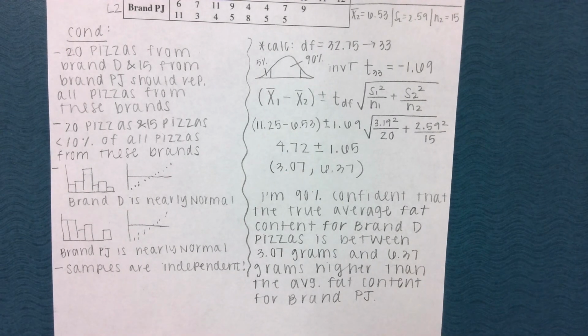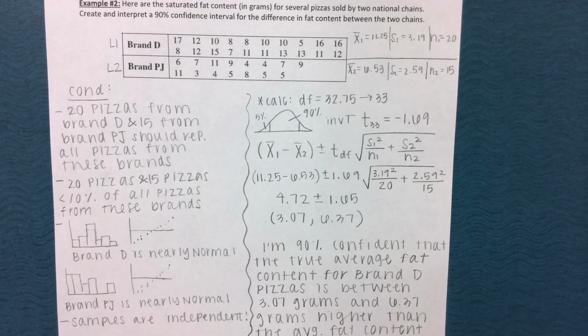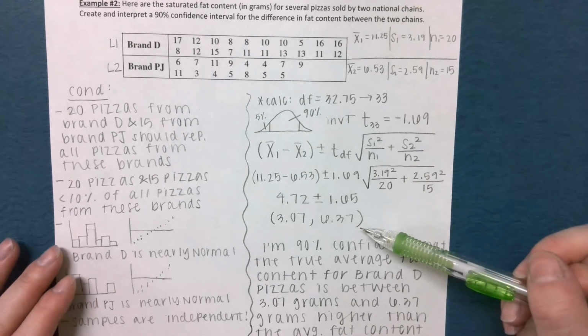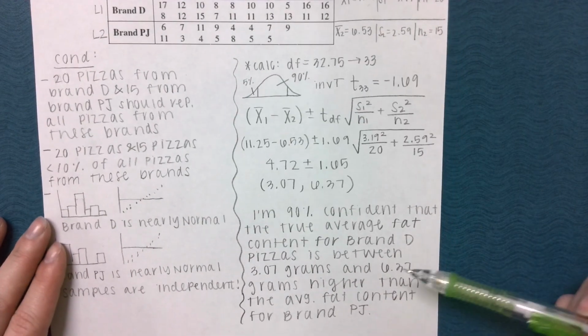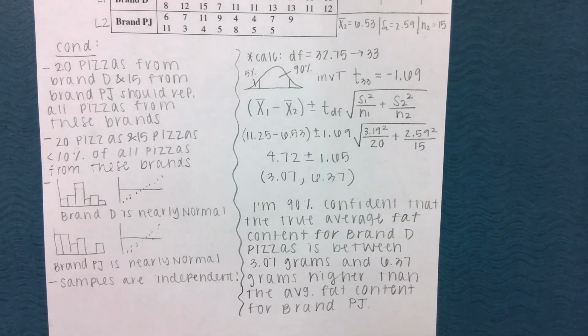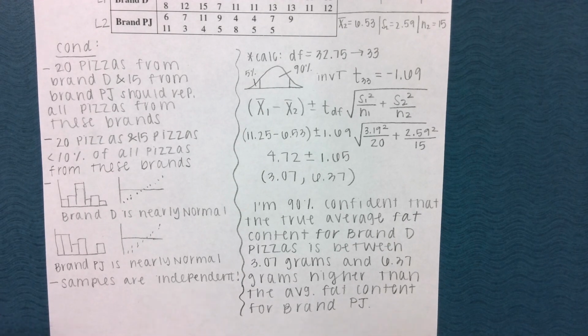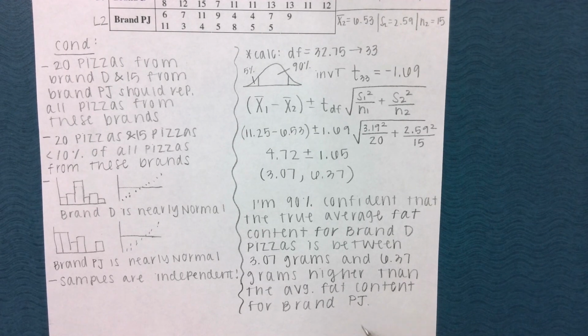So if this Friday night you're hanging out with your friends, somebody says they want Domino's, somebody else says they want Papa John's, you can just quickly whip up this little confidence interval and you can say, I'm 90% confident that the true average fat content for Domino's is going to be between 3.07 grams and 6 grams higher than the fat content in Papa John's. So if I'm trying to watch my fat intake, I think we should order Papa John's because there's going to be less fat than Domino's.